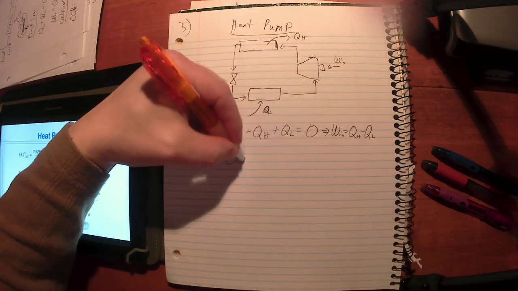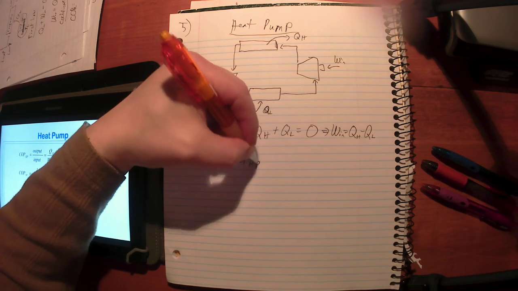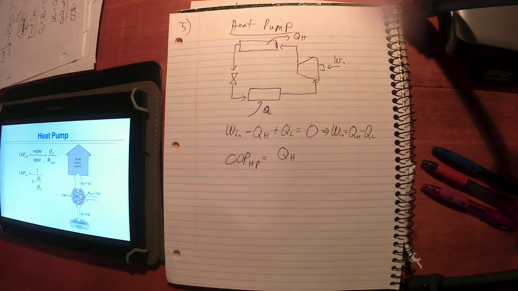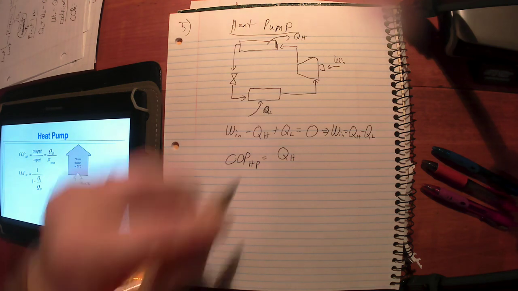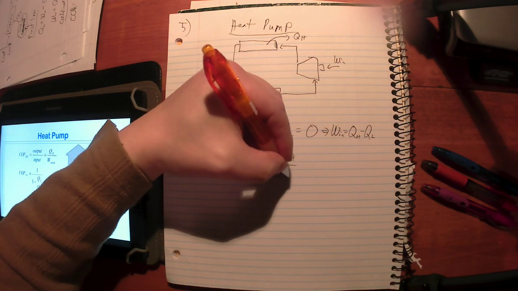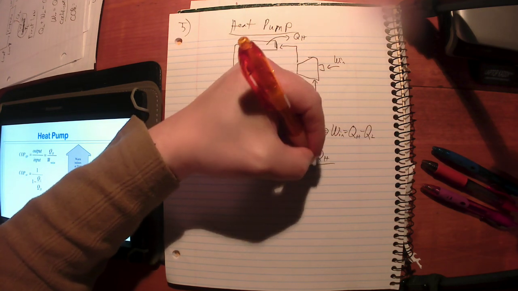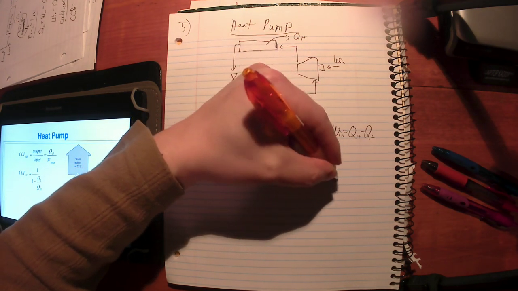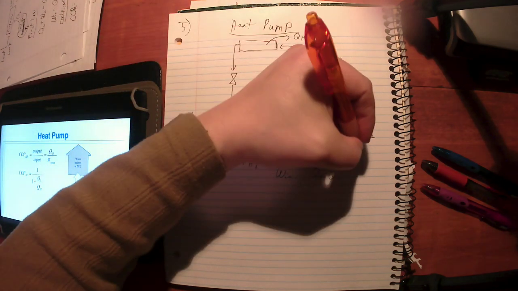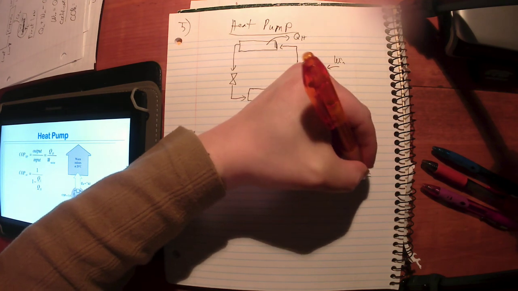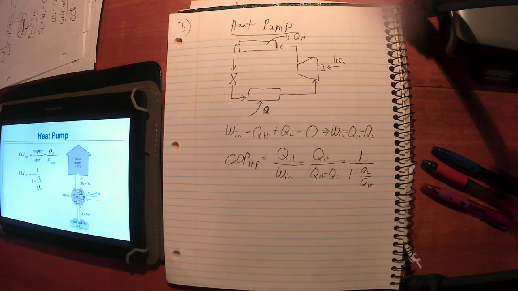The COP, the coefficient of performance for a heat pump, is a little different, because with a heat pump what I want is QH. That's my goal. To get it, I still have to put work in. And if I substitute this in, that's QH over QH minus QL. Divide everything by QH, I get 1 over 1 minus QL over QH. Okay?